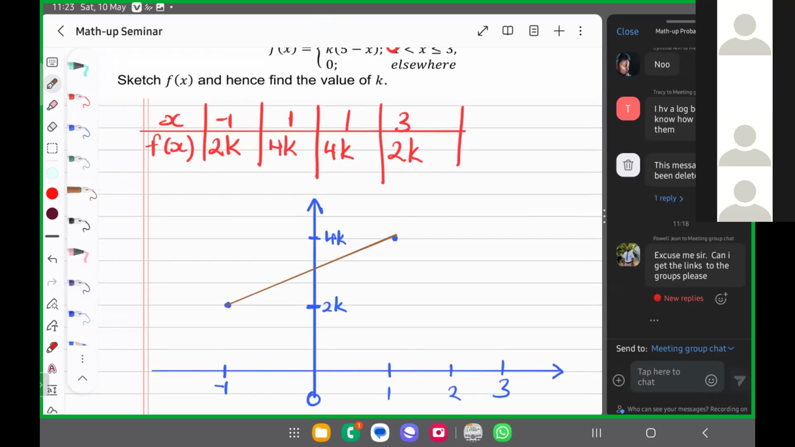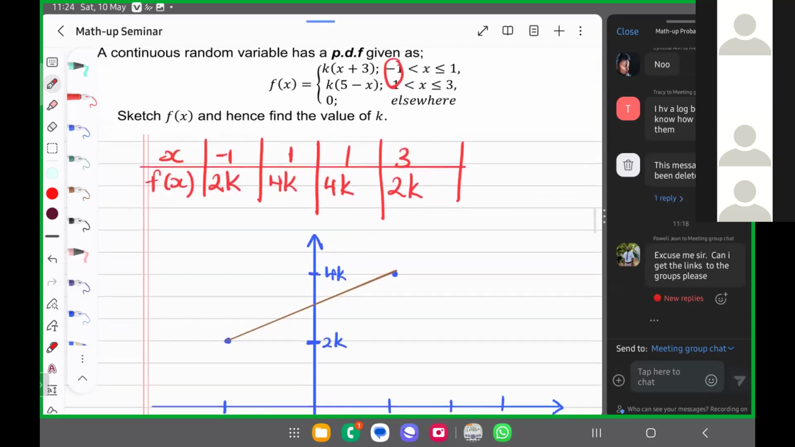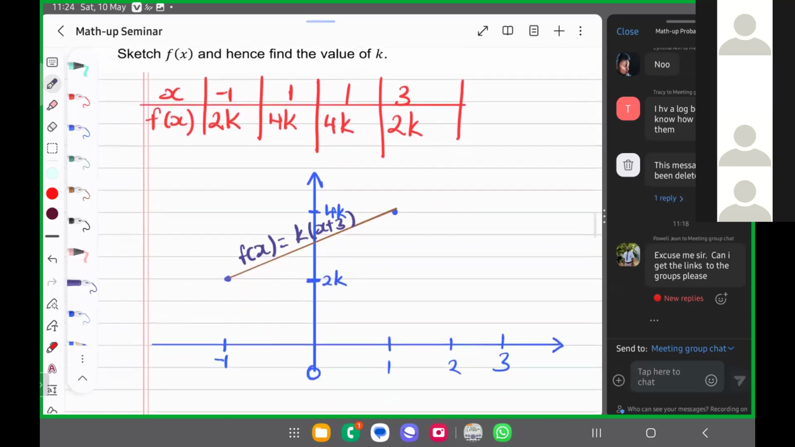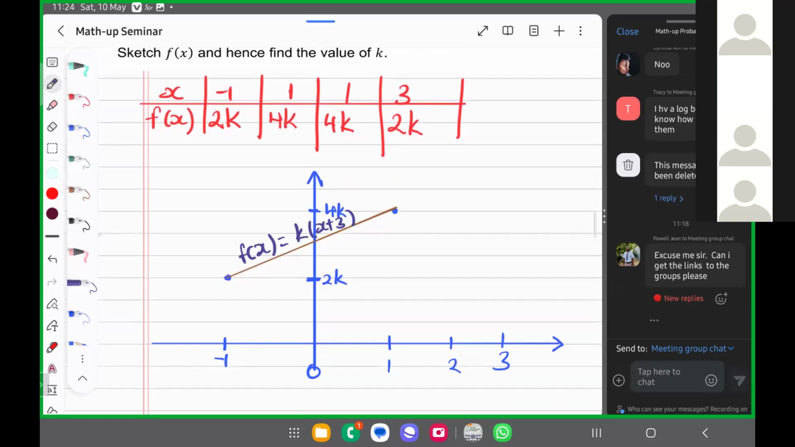I have to name my function. So this is f of x being equal to k plus k into x plus 3. I'm handling the first range for that first line. That first straight line is handling the first range. So I can put some dotted lines here because they're going to help me in calculating the areas.